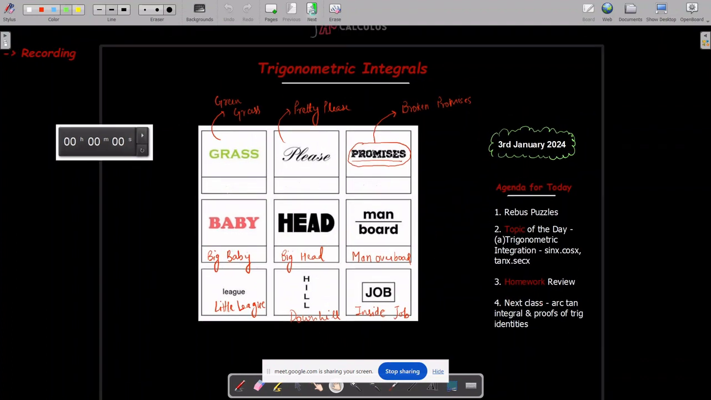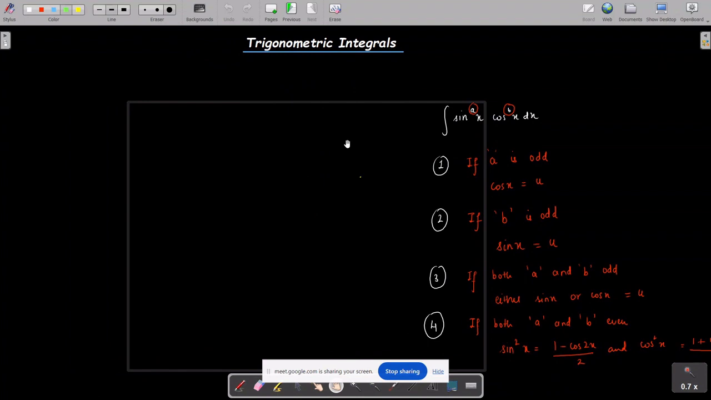Sounds great. Okay, so I'm gonna start this one here, and we will do a problem. Today we will be doing 3 types. So let's say that we have example number 1. Let's say that we have sine raised to exponent 3, multiplied by cosine raised to exponent 5 dx.